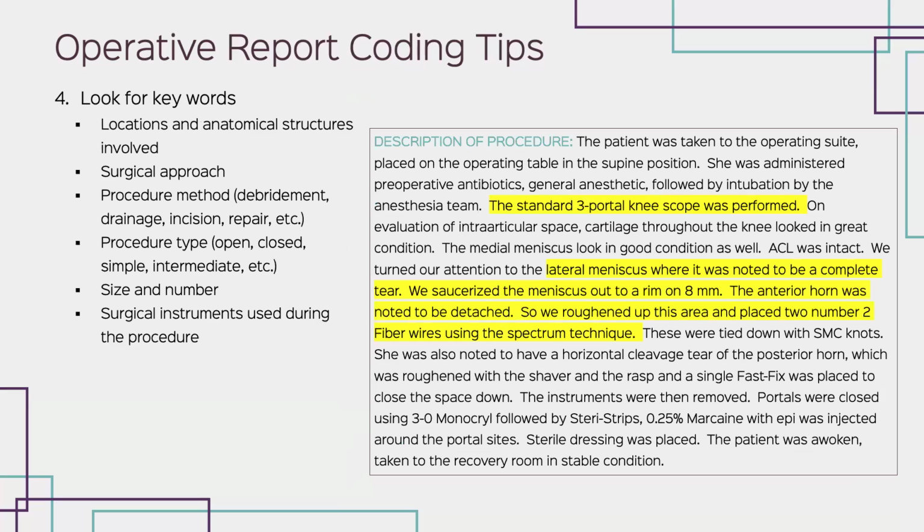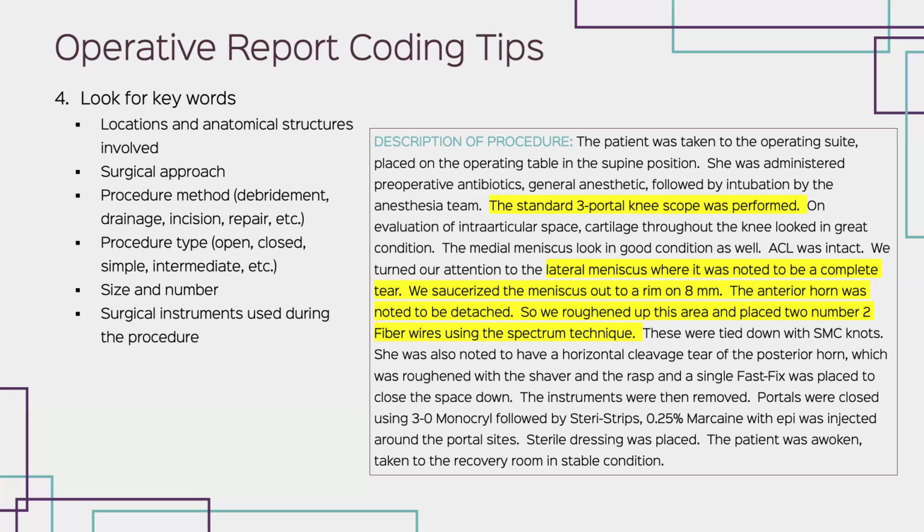And then again, same thing, you've got some keywords that you want to kind of take a look for whenever you're coding your operative reports. You want to look for any anatomic locations and structures, how the procedure was performed. So that surgical approach, was it done by an open incision? Did you use a scope? Was it done percutaneous? Things along those lines. Your procedure method, what were they doing? Were they doing a debridement? Were they doing any drainages? Were they incising, repairing, so on and so forth?